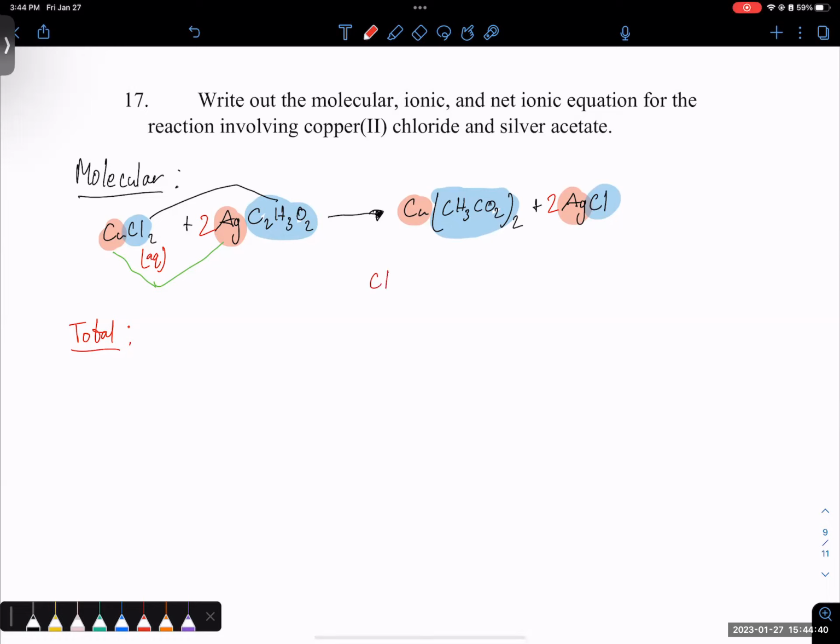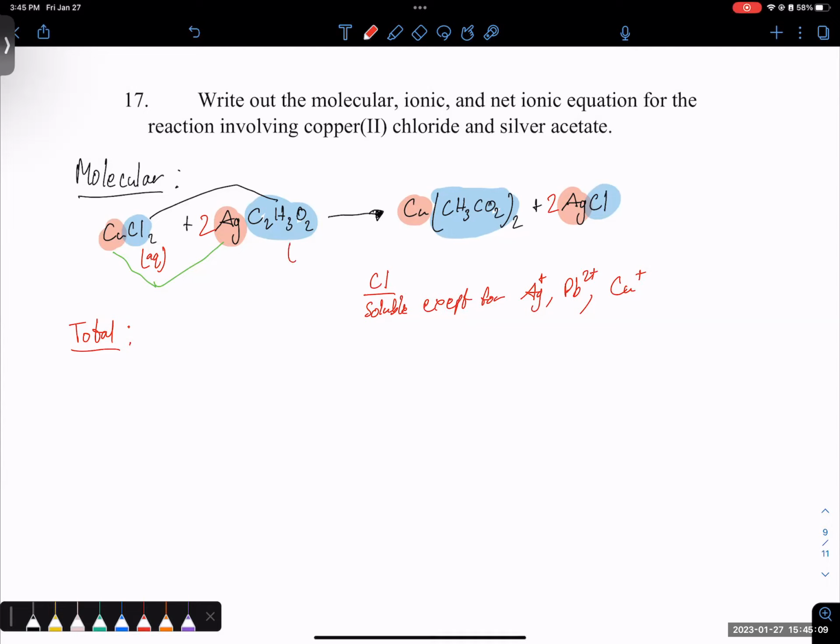Let me write that out. Chlorides soluble except for Ag. This is 2+, so silver is plus, and then copper is going to be plus. All right, so that is why that's there.